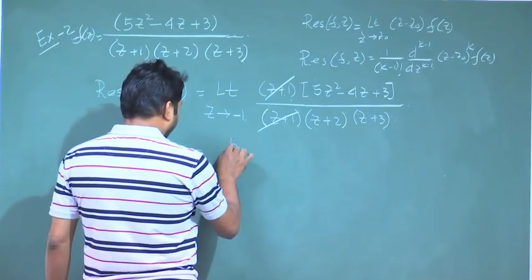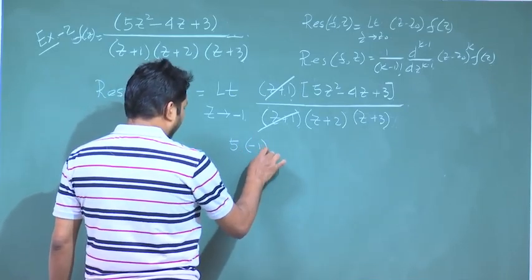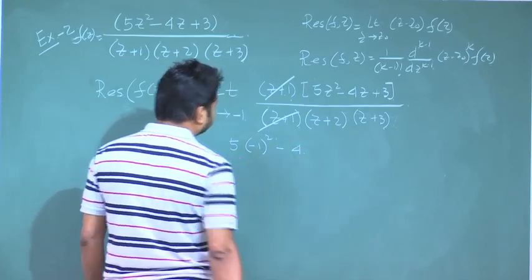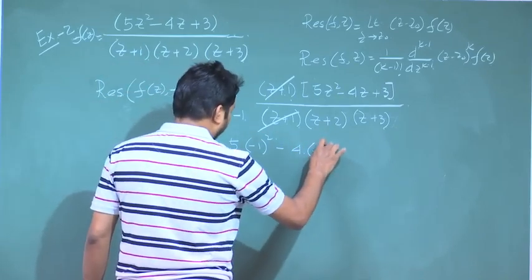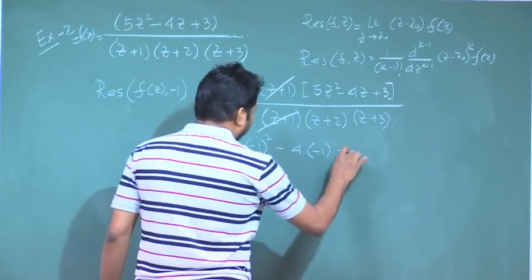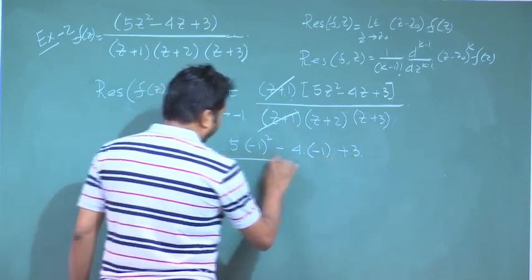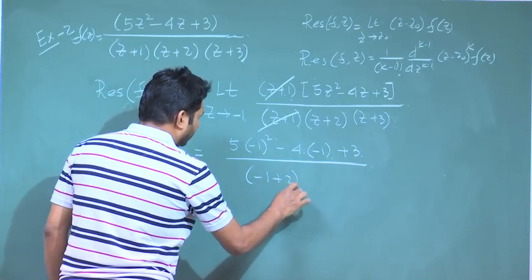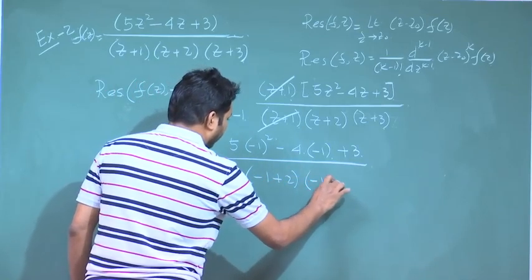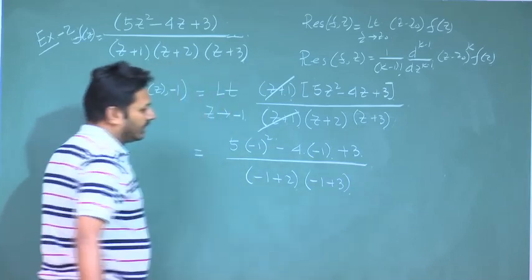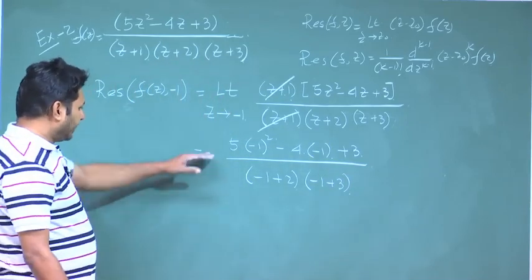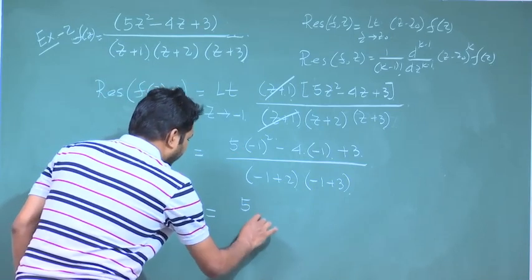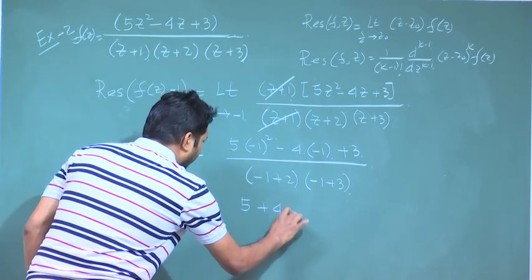So, 5 multiplied by (minus 1) square minus 4 multiplied by minus 1, then plus 3, divided by minus 1 plus 2 times minus 1 plus 3, this quantity. Next, it is just 5 plus 4 plus 3.